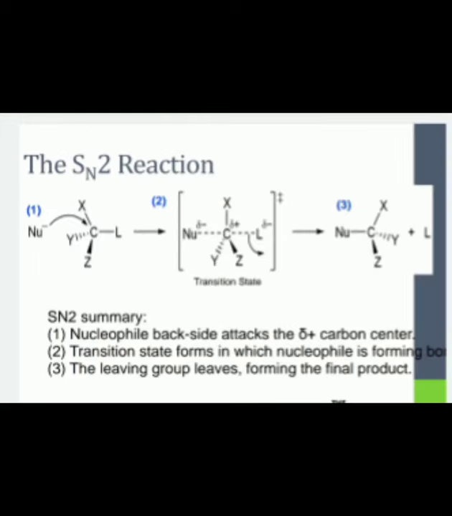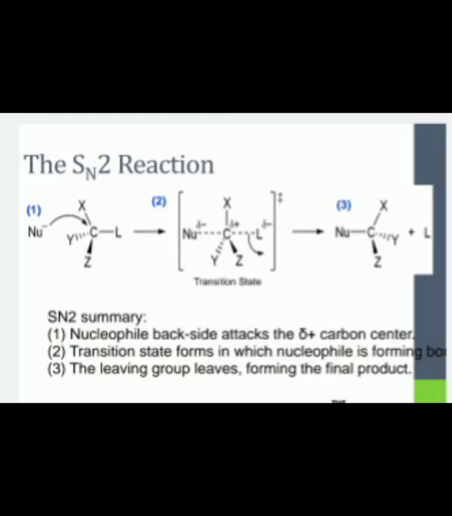The SN2 reaction, you can see in this picture: the nucleophile backside attacks the carbon center. The transition state forms, in which the nucleophile is forming a bond and the leaving group leaves, forming the final product. You can see in this picture first, second, and third.